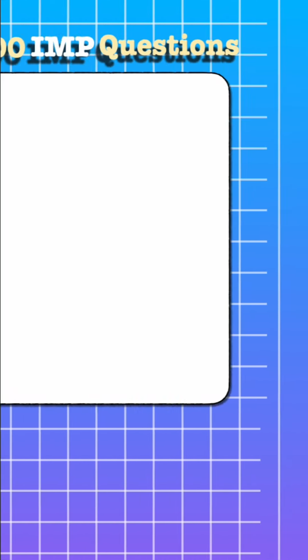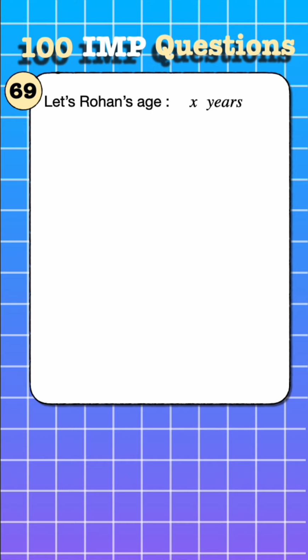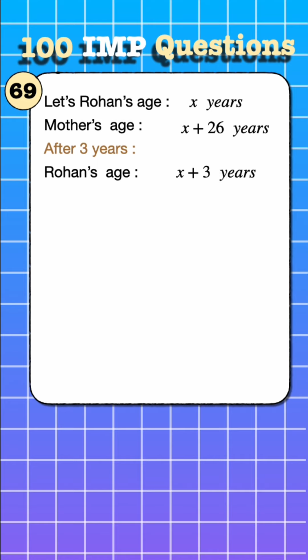Let's start. So let's assume Rohan's present age is x years and his mother's present age will be 26 more. So that will be x plus 26 years. Now after 3 years what will happen? Both of their ages will increase by 3 years. So Rohan's age will become x plus 3 years and mother's age will become x plus 29 years.